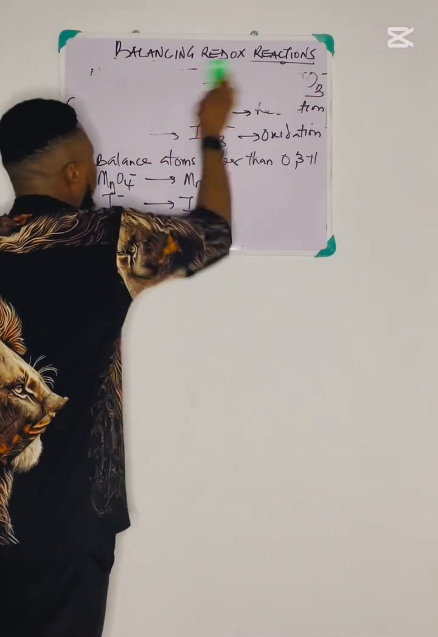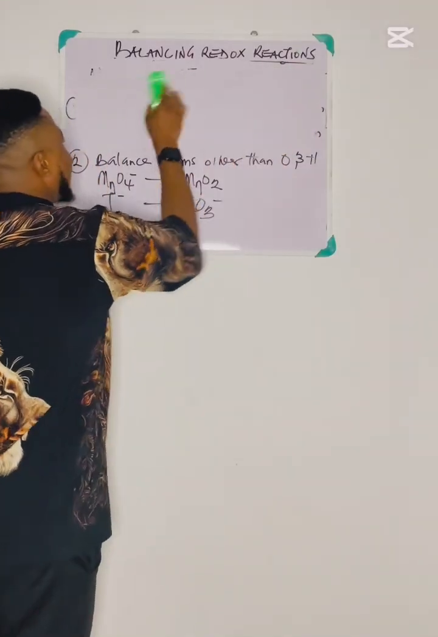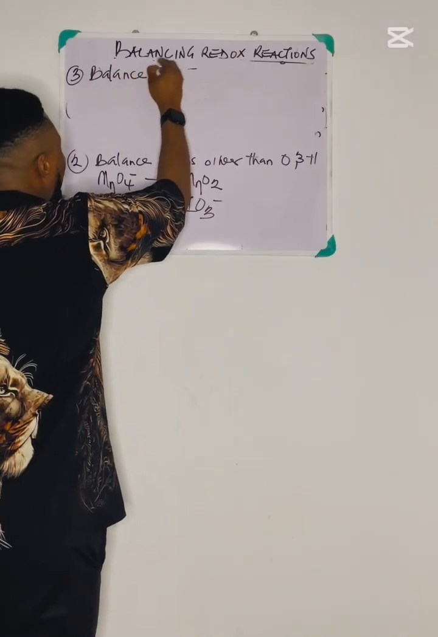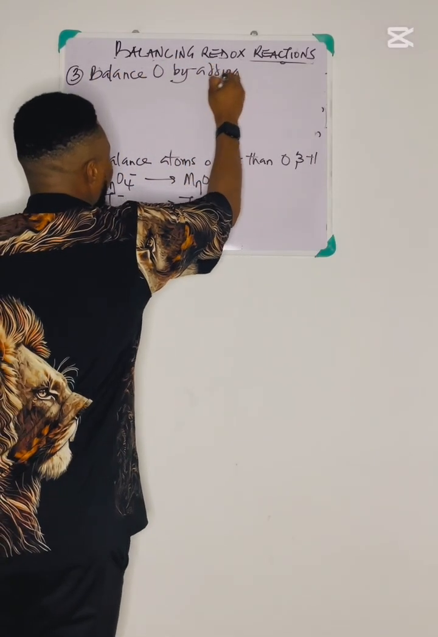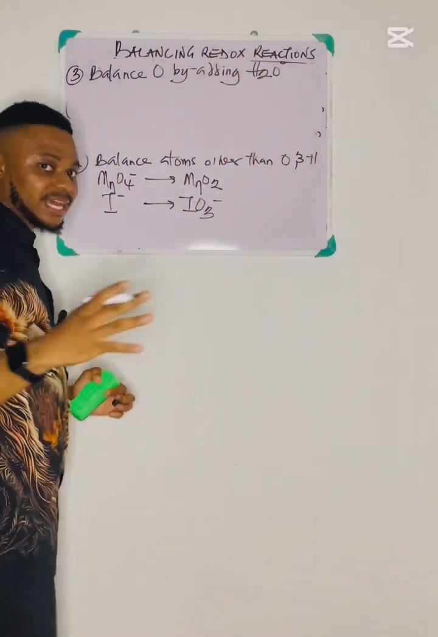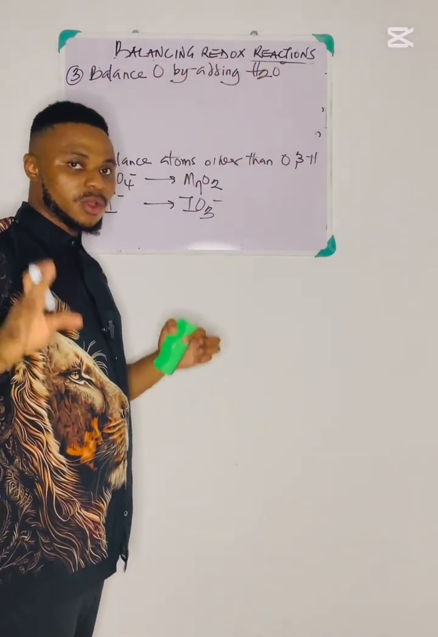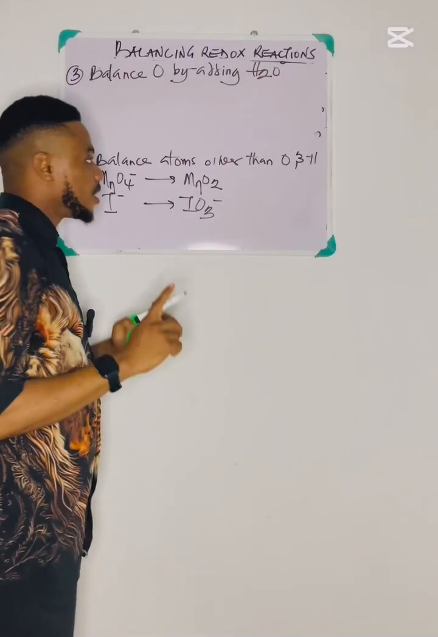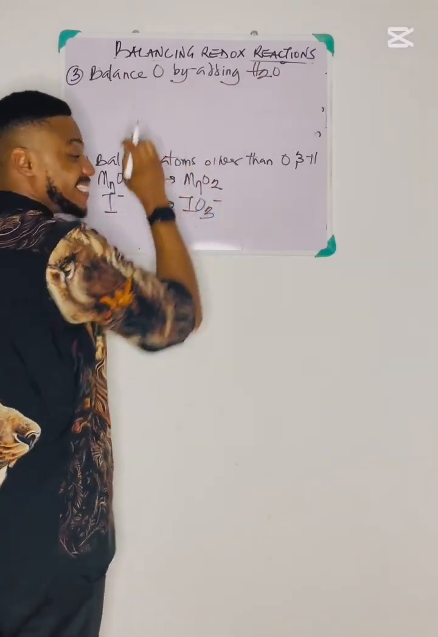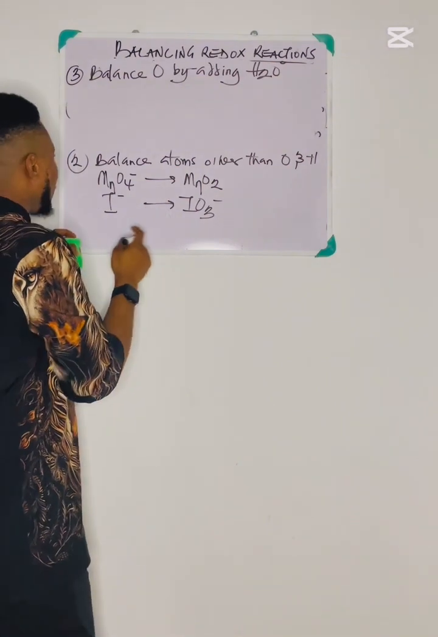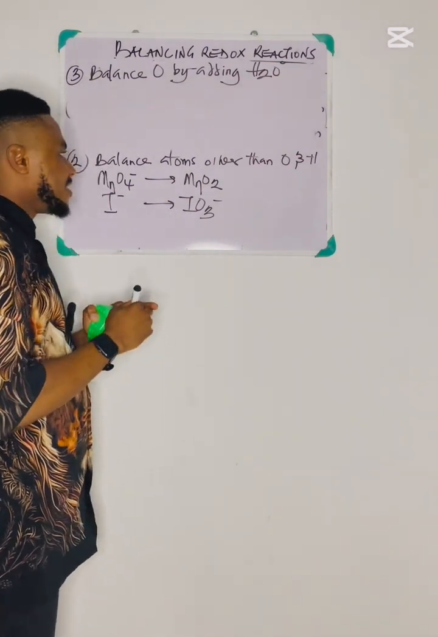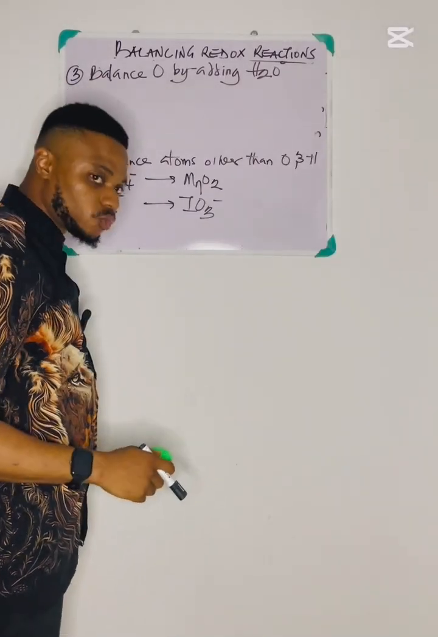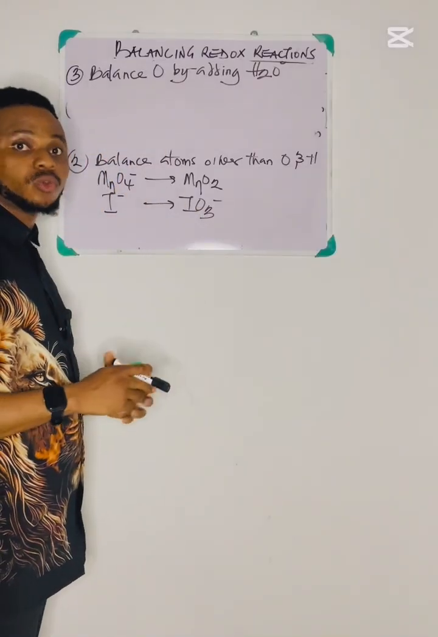Now, for the third step, we balance oxygen by adding water. So step three we say balance oxygen by adding H2O to the side that is deficient, that is the side that is lacking oxygen. We add water to the side that is lacking oxygen. How do we do that? I would encourage you to look at the previous step when you are balancing. As we are in step three now, we have to look at step two. If we get to step four, we'll look at step three. That's the order, so you will not make any mistake.